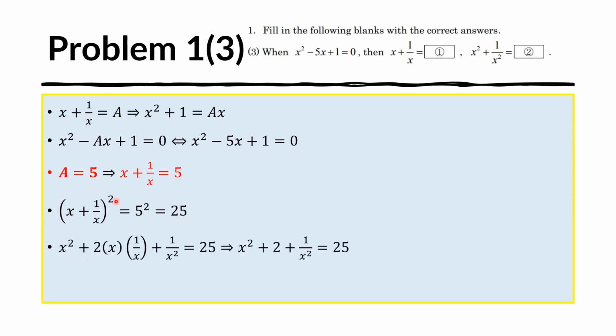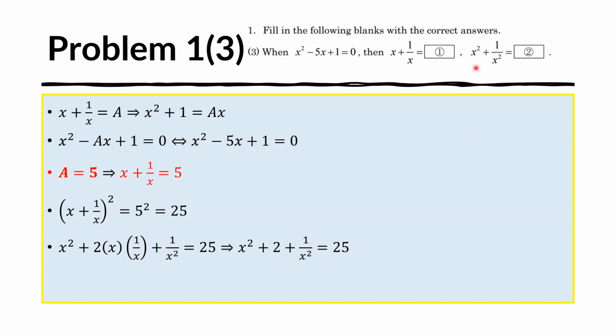So we expand this perfect square here, we get x squared plus 2 times the first term, x, the second term, 1 over x, plus the square of the last term, 1 over x squared. So again, this first part is just the expansion of this perfect square here. Now on the right side, it's just 25. Now we simplify the left side. So x squared remains x squared. 2 times x times 1 over x is just 2. And here we have 1 over x squared.